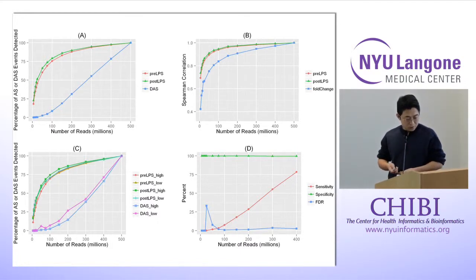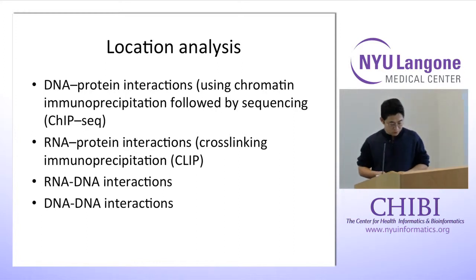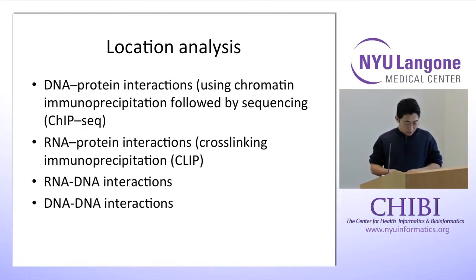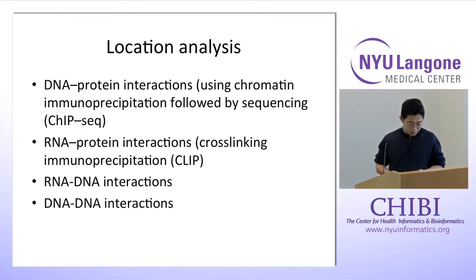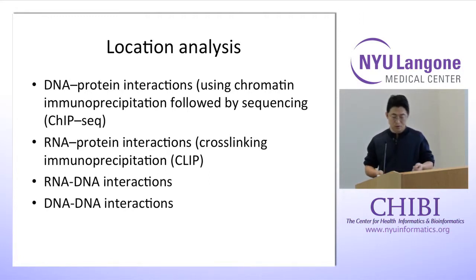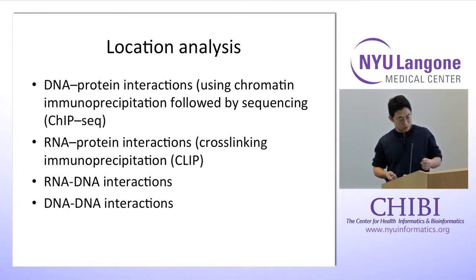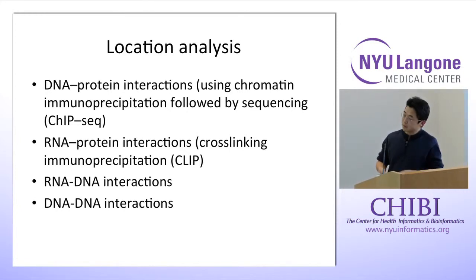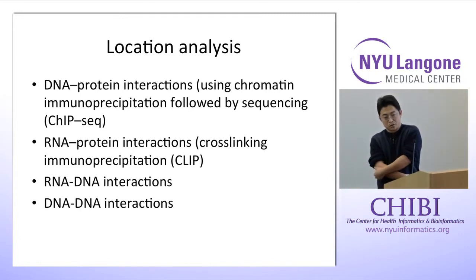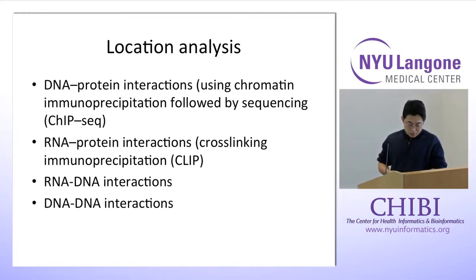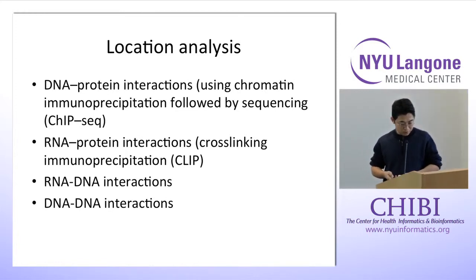So finally, I will discuss ChIP-seq, the location analysis. There are many experiments that try to map interesting interactions between DNA and protein, DNA and DNA, DNA and RNA. Basically, the idea is to capture those interesting regions and get them sequenced, and then map the sequence back to the genome to see where the signals are, where the peaks are. So how many reads do we need for that?